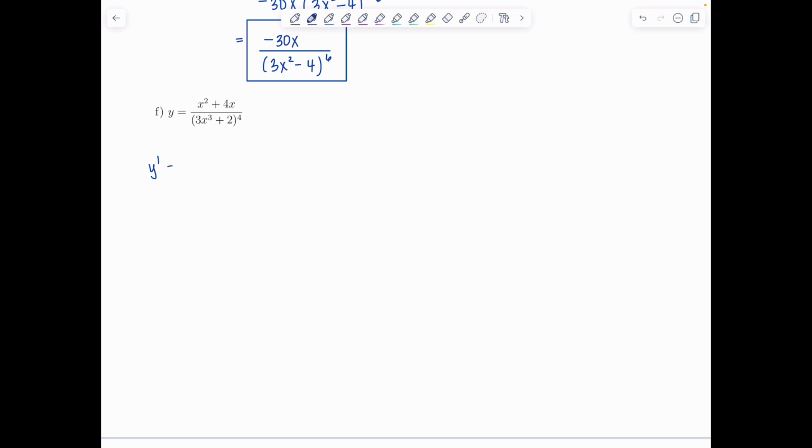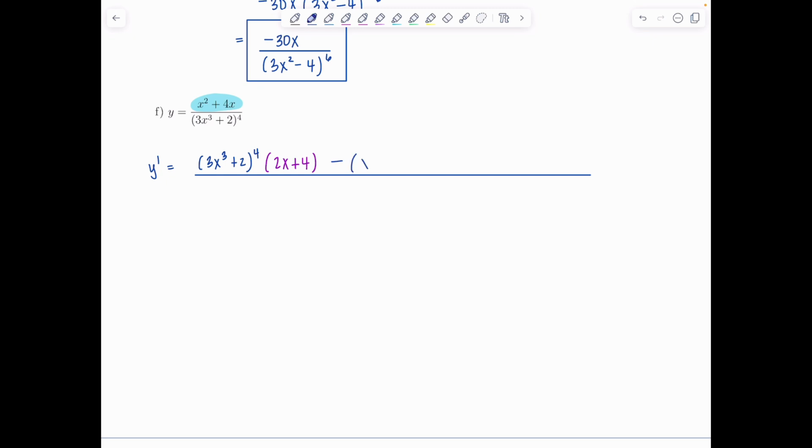Y prime, or dy dx. Let me get set up. It's going to take some space. So we have low d high. Low means rewrite the denominator exactly out as it is. Don't touch a thing. Then d high means multiply by the derivative of the numerator, which would be 2x plus 4. That's low d high.